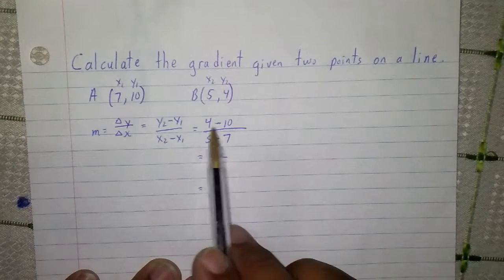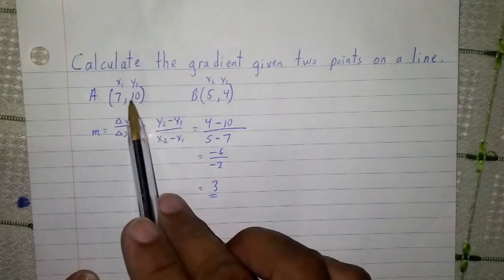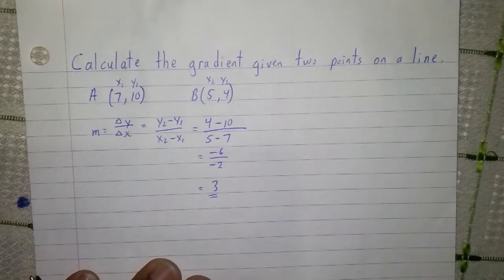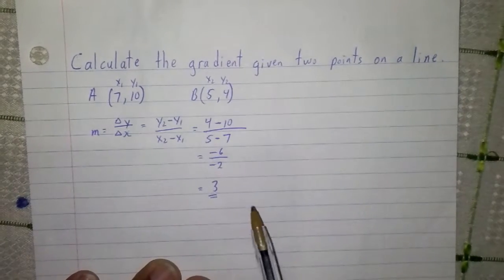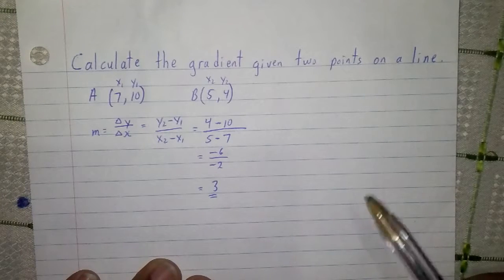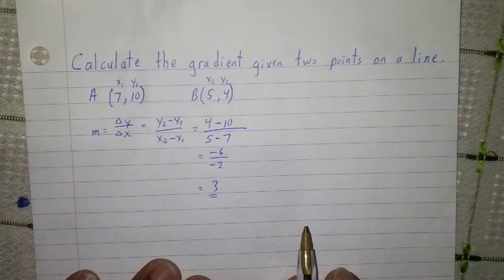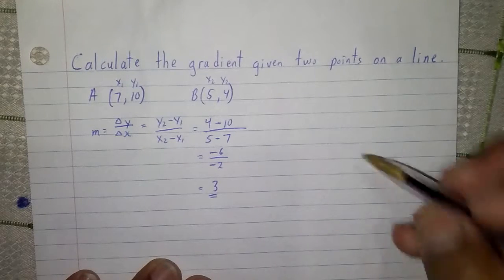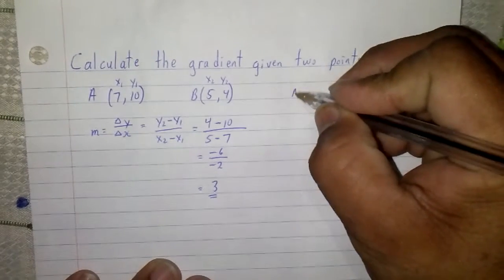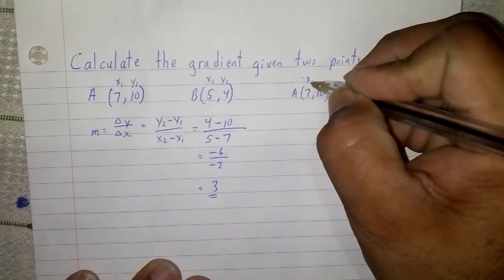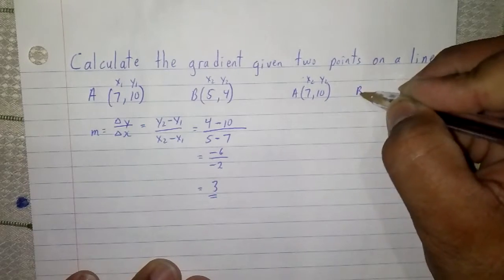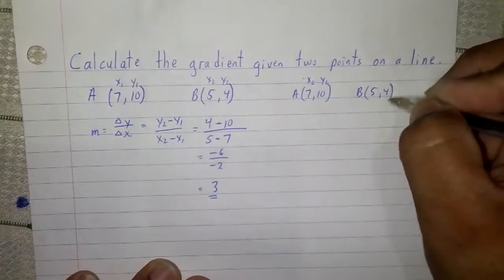However, we must be careful when we substitute here. If you notice, our values were all positive. Now what would happen if we were to switch their positions? It should give us the same result. Nevertheless, let's see if it will work. So let's call A to be our second point, so it's x2, y2, and B to be our first point.